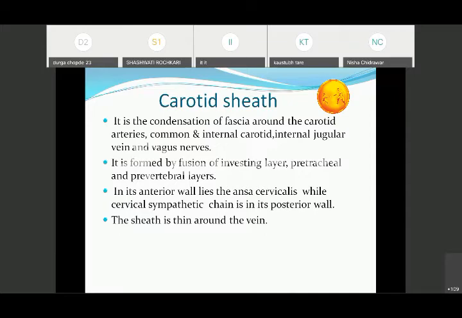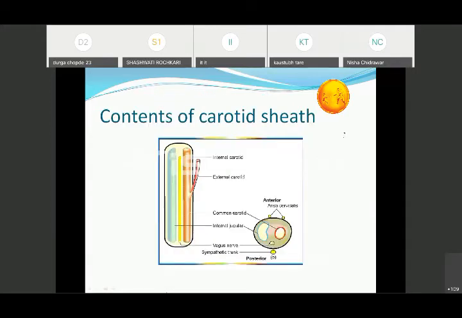In its anterior wall, there will be the ansa cervicalis, while the cervical sympathetic chain is present in the posterior wall of the carotid sheath. It can be asked in MCQ, it can be asked as a short note. The sheath is thin around the vein. So this is a little bit about the carotid sheath.